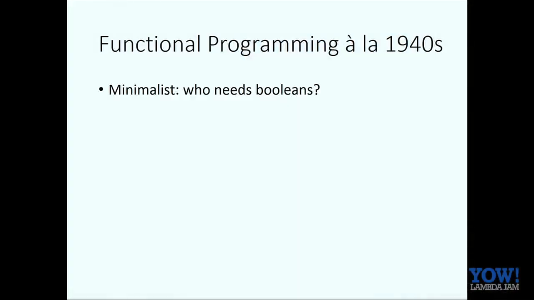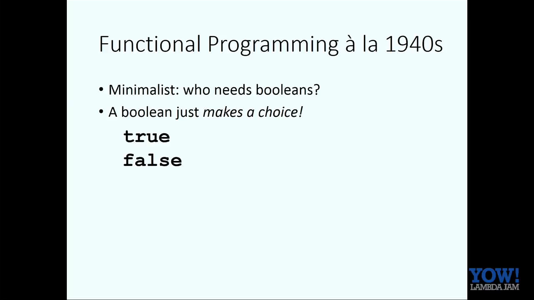Functional programming started round about 1940, but it was very different in those days. In 1940, functional programming was very, very minimal. So for example, if you want a minimal programming language, who needs Booleans? Right. What is a Boolean for? A Boolean is only there so you can make a choice. Well, we can make choices with functions. Let's define true and false to be functions that make choices. If they're going to make choices, they have to have two things to choose between, so let's give them two arguments. And now we can just define true, we'll say true chooses the first one, false chooses the second.